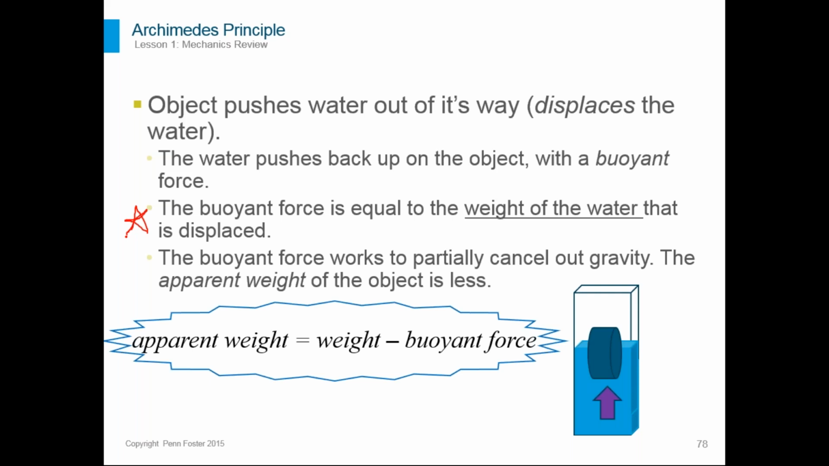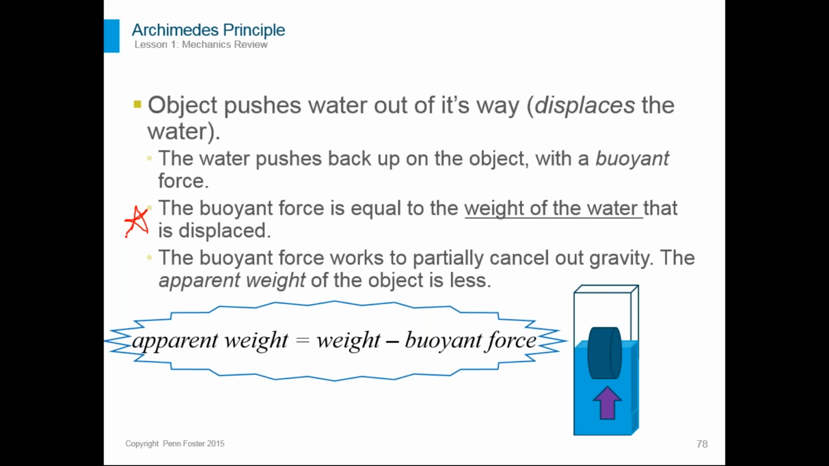And why this matters is the buoyant force works to partially cancel out gravity. The apparent weight of the object is less. So if the object is out in the air, just sitting on a table or something, or falling, it's going to have a certain weight. And that's what we can think of as the real weight of the object.